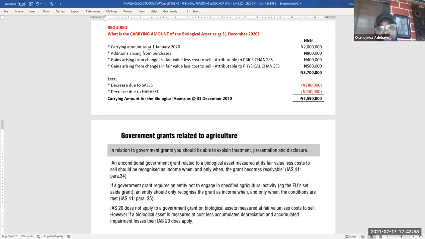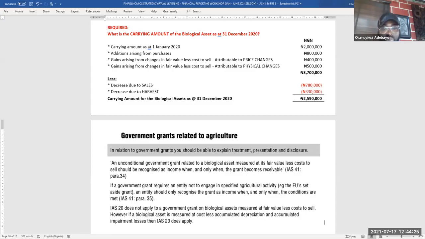IAS 20 does not apply to government grants on biological assets measured at fair value less cost to sell, but may apply on any other grant on agricultural activity that is not specifically related to biological assets measured at fair value less cost to sell. However, if a biological asset is measured at cost less accumulated depreciation and accumulated impairment loss, then IAS 20 does apply.